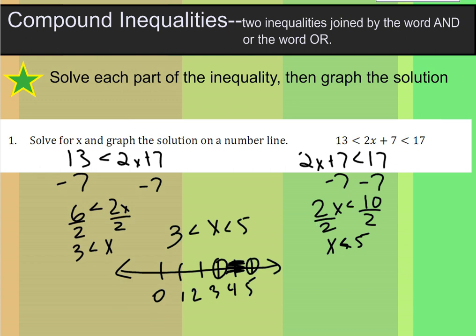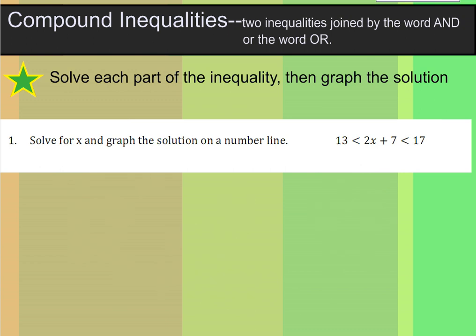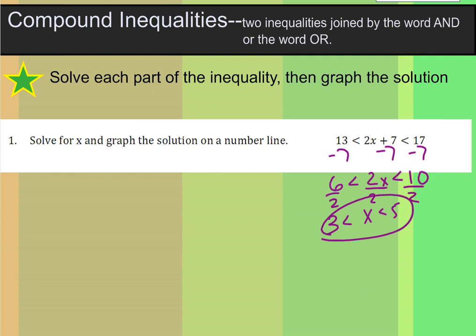Now, another way to do it is, instead of breaking it up into two pieces, just do it all together. What that looks like is this. If I subtract 7, I subtract 7 here and subtract 7 here. I do it to the inside and the outside. This gives me 6 less than 2x less than 10. Now I divide everything by 2. So 3 is less than x is less than 5, which is exactly what we had before. So it's going to be that same graph.